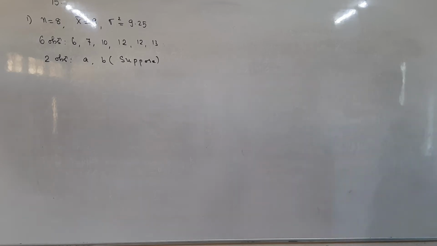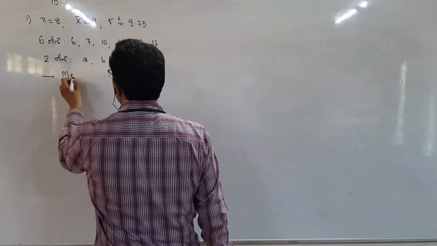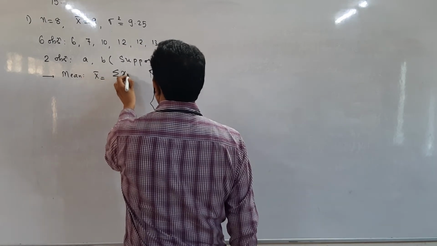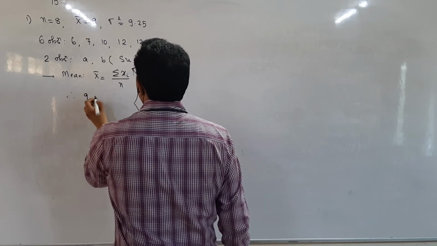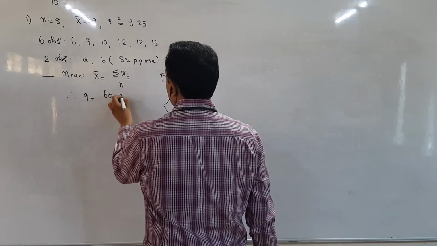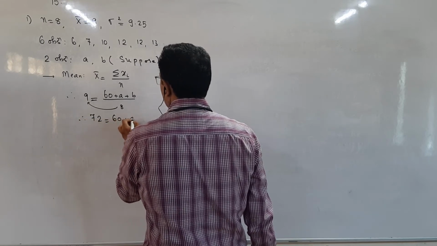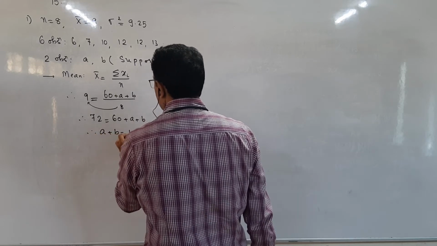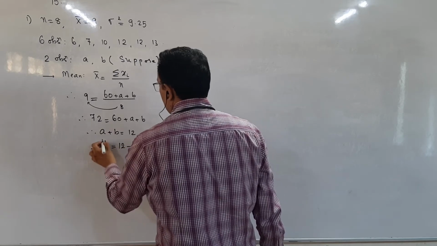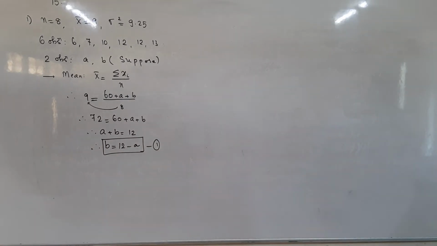Now students, we have to find 2 unknowns, so we have to develop 2 equations. The 2 equations are in the form of mean and variance. Now mean x bar is summation xi upon n. So x bar is 9. Totaling the observations, 13 plus 13 is 26, plus 24 is 50, plus 10 is 60, plus a plus b, upon 8, equals 9. So 72 is equal to 60 plus a plus b. So a plus b is equal to 12. Therefore b is equal to 12 minus a. This is our equation number 1. We have an equation in terms of a and b.